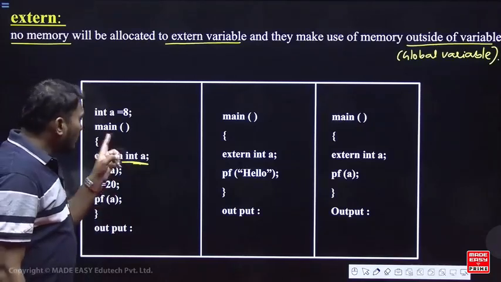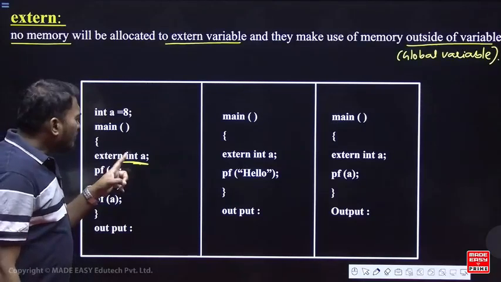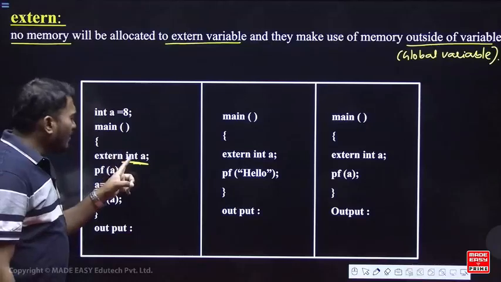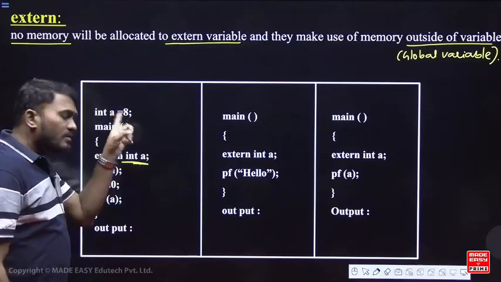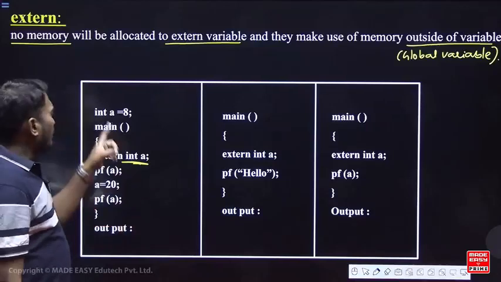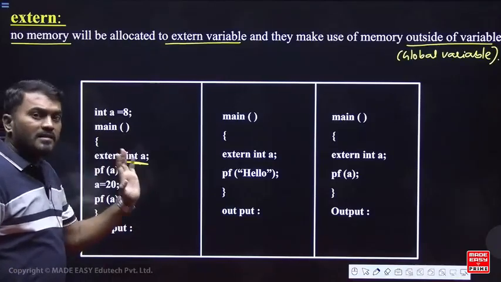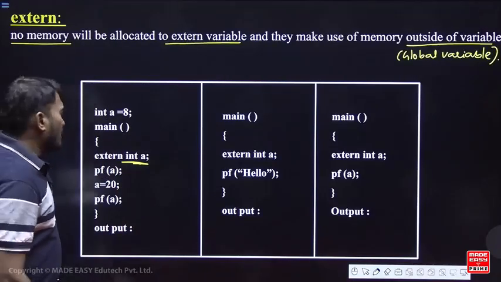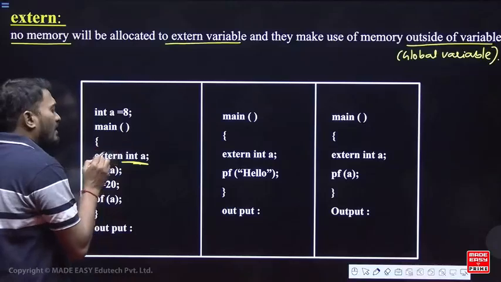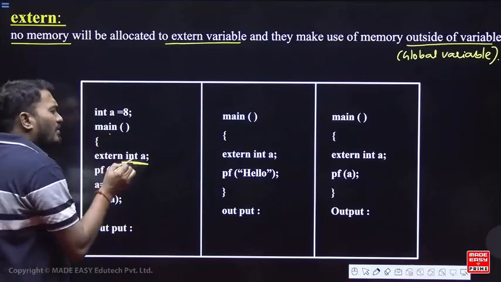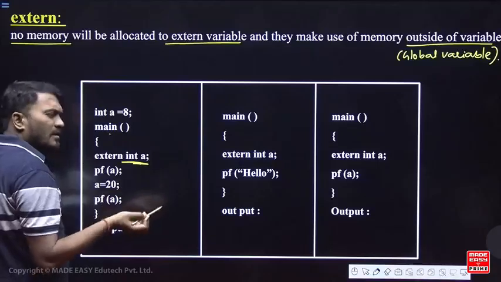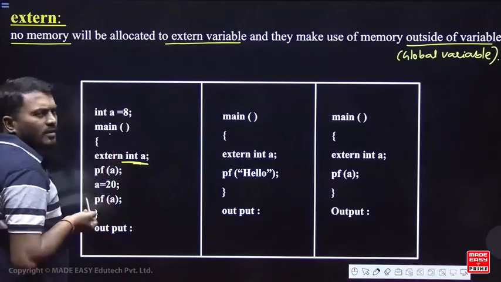Listen carefully. a is local to this main function, but no memory is allocated for this variable a, and they make use of the memory of the outside variable. Is this clear for everyone? I am repeating: in main, extern int a means a is local to this main function, but they make use of the memory of the outside variable, which means the global variable.